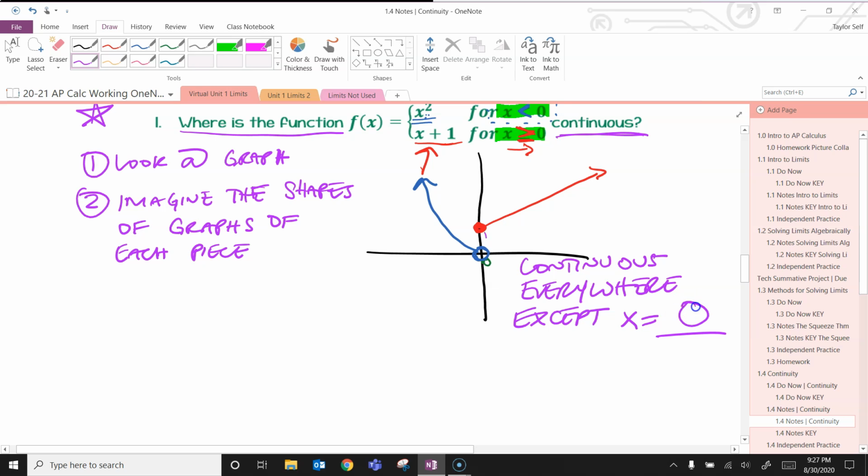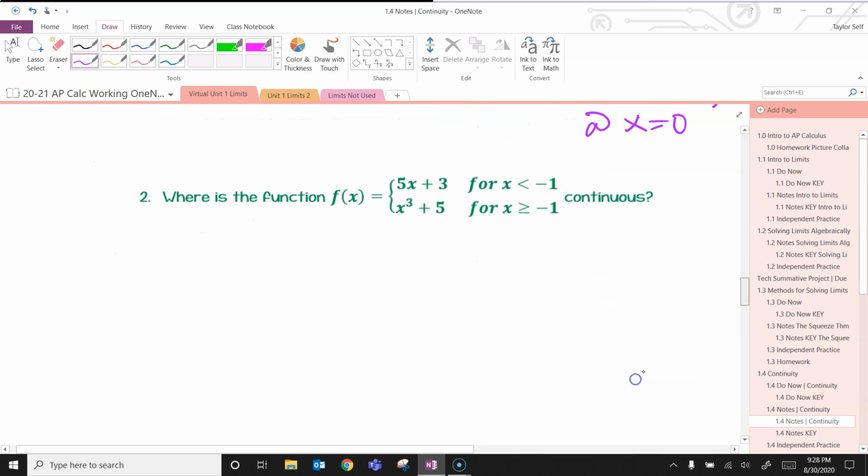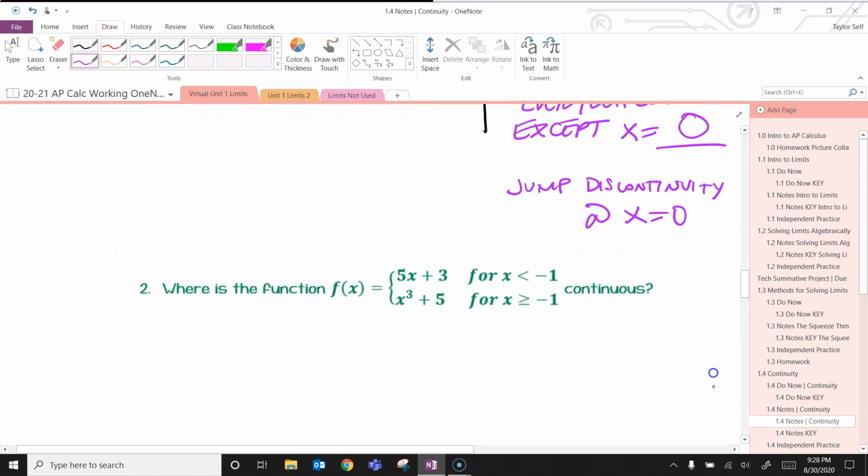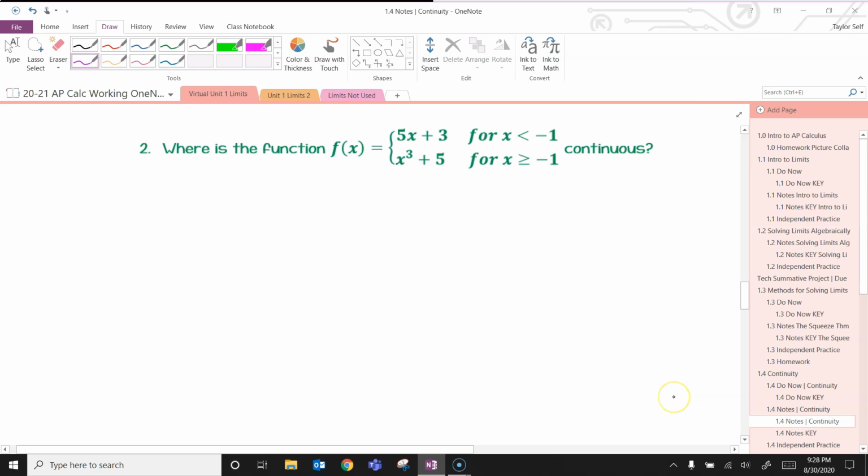Right here. There is a, you should have said jump discontinuity. Okay, at x equals 0. Let's move on. Cool. Now, where is this function continuous? I want you to do the same thing. Imagine what the pieces of this graph looks like.